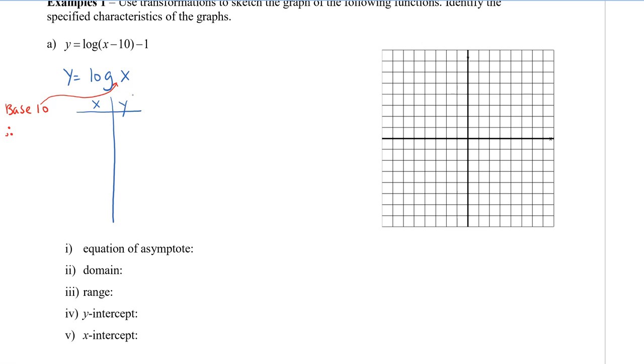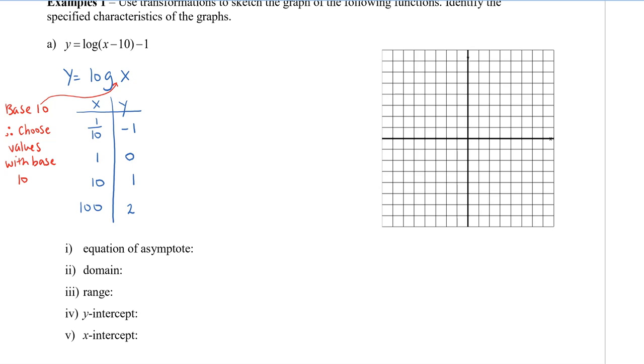Therefore, I'm going to choose values that also have a base of 10. So I could choose an x value of 1/10, which is 10 to the negative 1, so my exponent is negative 1. If I choose an x value of 1, the only exponent that would give me 1 is 0. If x were 10, remember this is a base of 10, 10 to what power will give me 10? That will be 1. And then finally we have 100. 10 to the power of 2 gives me 100, so my y value is 2.